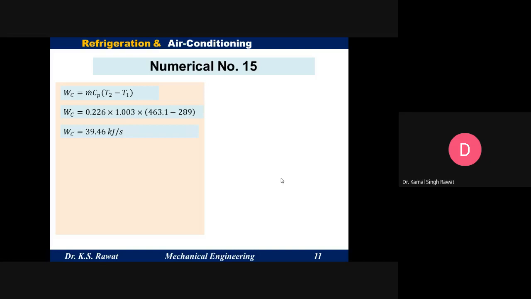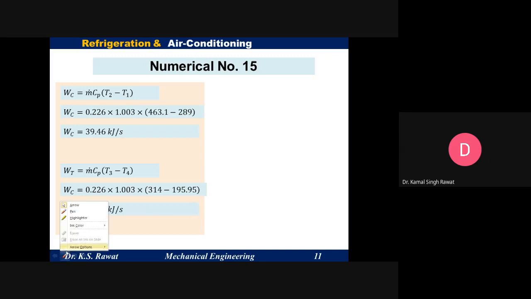So this is the compression work. Now similarly, we can calculate the turbine work. So tell me the value of turbine work. Again, there is a mistake. This is WT.